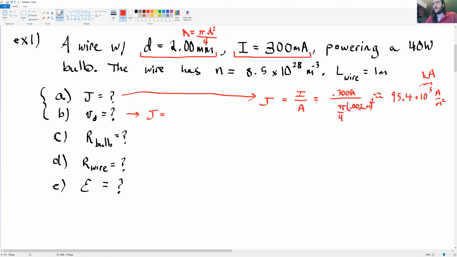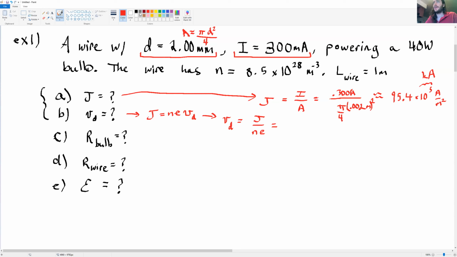We can use this formula here to get the drift velocity, right? So we'll solve this for the drift velocity. I'll go ahead and do that here. Drift velocity is current density divided by the density of free charge carriers times their charge, which is going to be e. And we're already just ready to plug everything in, right?